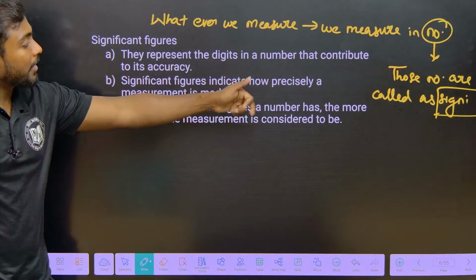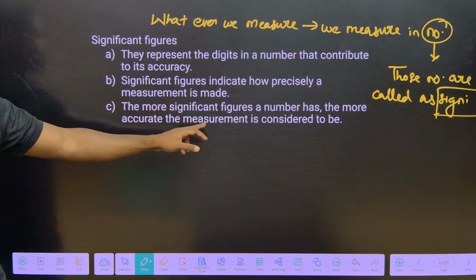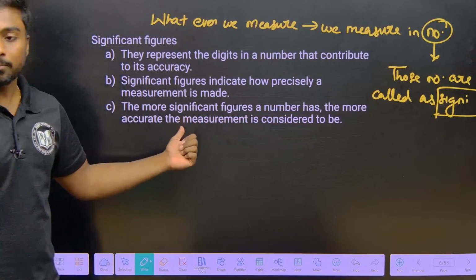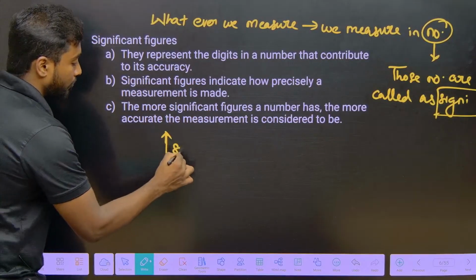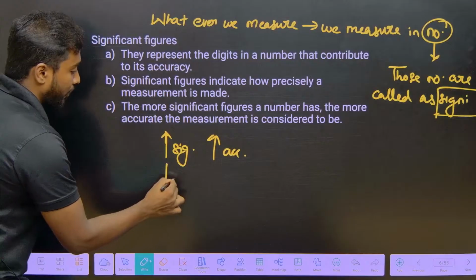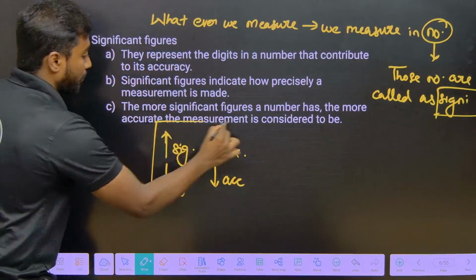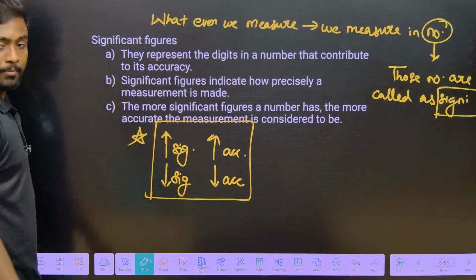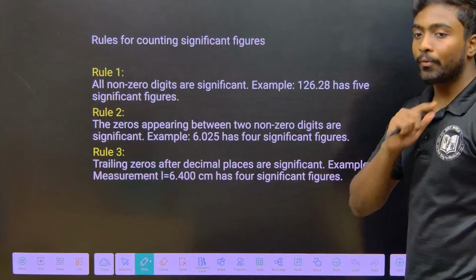Significant figures indicate how precisely a measurement is made. The more significant figures, the more accurate. So more significant, more accurate; less significant, less accurate. Okay, this is the point you should keep in mind. Now we will see the rules to find the significant figures.